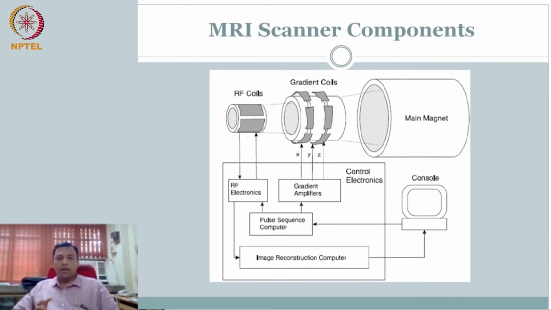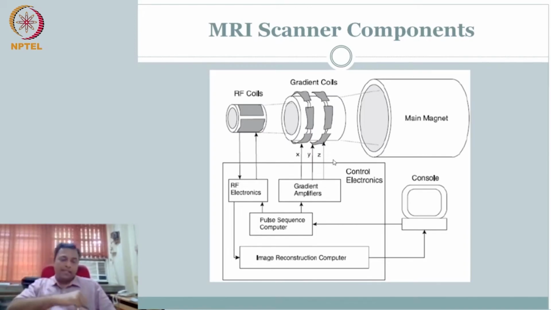So this is a block diagram version of the components, right? You have a main magnet. You are expected to have gradient coils. What is gradient? Gradient means slope, that means there is a change. So you have gradient coils in XYZ, which means you have to be able to change something in XYZ. What is that something? That something is your magnetic field. So you have a main magnet and you have the ability, using gradient coils, to change the magnetic field in different locations of XYZ.